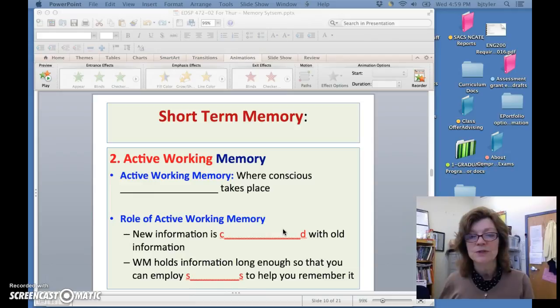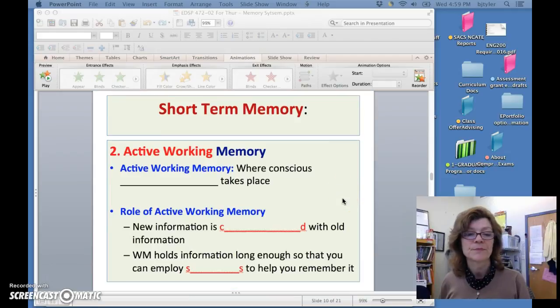The second component of short-term memory is called active working memory. And this is where conscious processing of information takes place. So your mind is actually working with the information that you're trying to recall. The role of active working memory: this is the place where new information is compared to old information that you have. And the working memory holds information long enough so that you can employ strategies to help you remember it. You can rehearse, for example, and use other memory strategies that we'll be talking about.